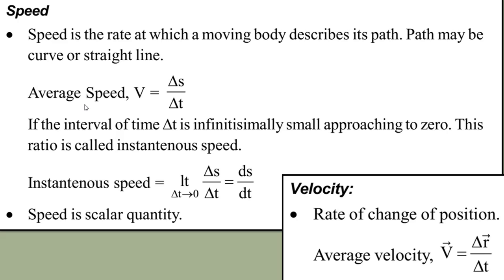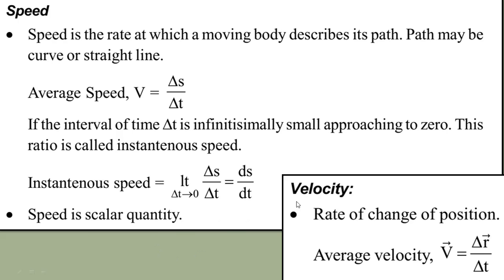The average speed v is equal to displacement divided by time, so delta S divided by delta T. If the time interval delta T is infinitesimally small, approaching 0, this ratio is called the instantaneous speed. So instantaneous speed is equal to the limit as delta T tends to 0 of delta S by delta T, which is equal to dS by dT, and speed is a scalar quantity. So it doesn't require direction.